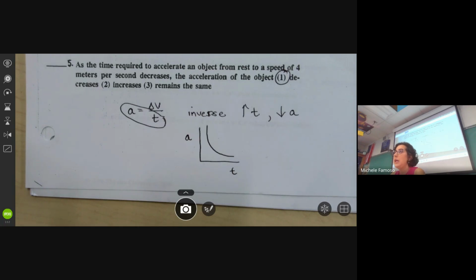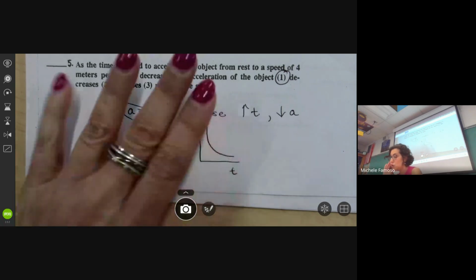Anything else you would like to ask? Simi? Sure. Page 36, right? Okay. Number 19.